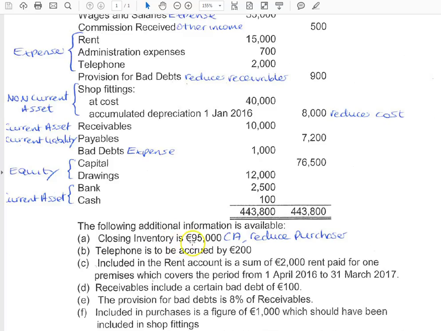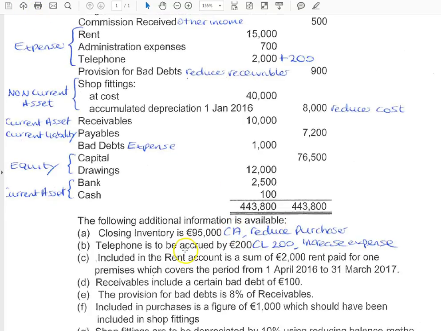So the first adjustment is closing inventory, and that reduces purchases and cost of sales, and I've shown you that, and then it goes in our current assets. The next adjustment is telephone, and this is a current liability, so CL is a current liability. That gets shown in statement of financial position. And we also increase the expense by 200, so we come up to our telephone expense.